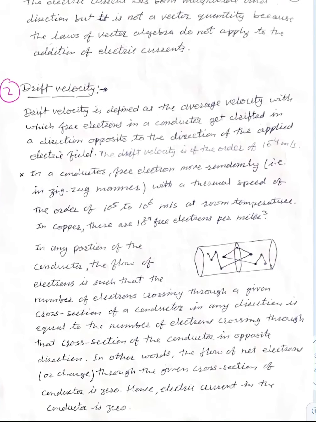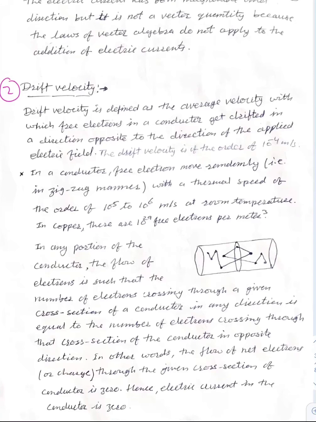Next, second point, drift velocity. Drift velocity is defined as the average velocity with which free electrons in a conductor get drifted in a direction opposite to the direction of the applied electric field. The drift velocity is of the order of 10^-4 meter per second.